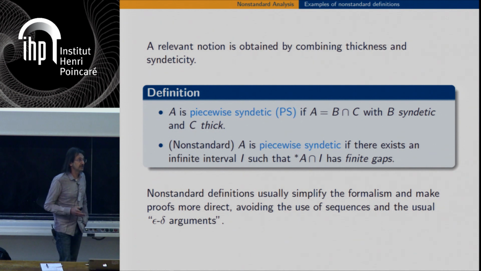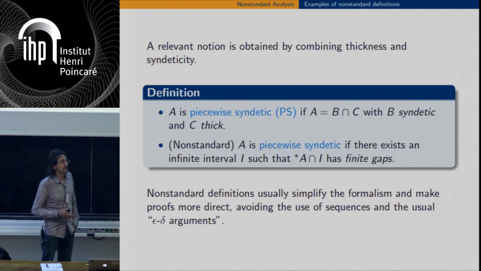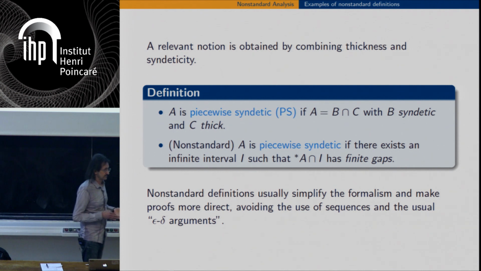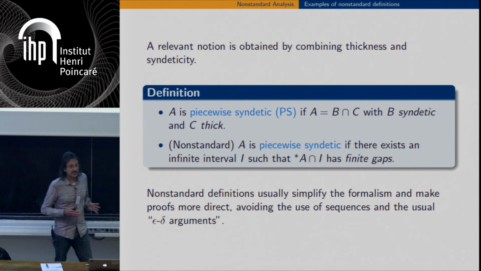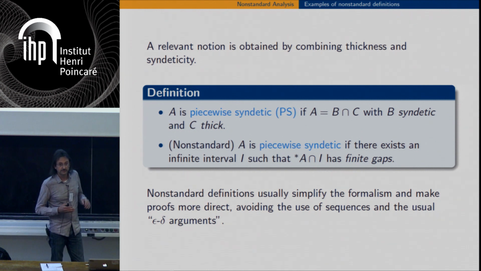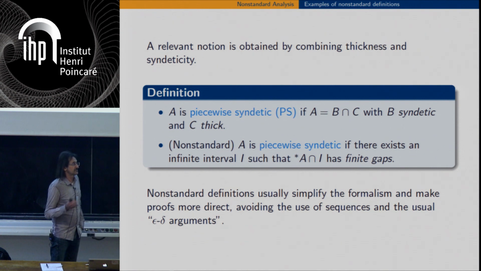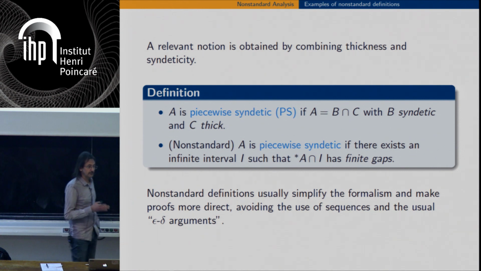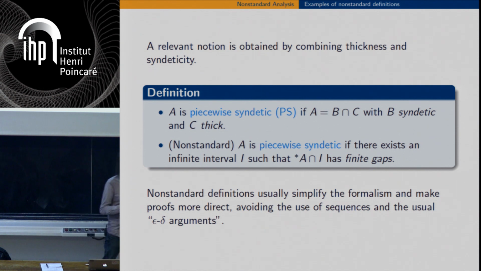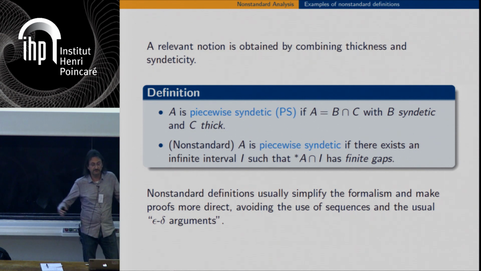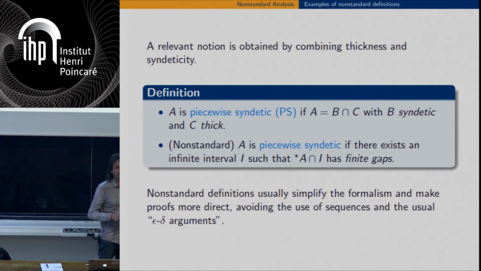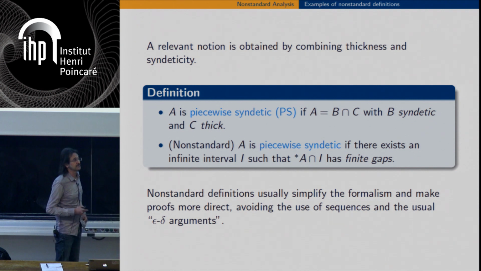Another notion that is really important in this area is obtained by combining syndeticity and thickness. And this is an important class because it is partition regular, contrarily to thick sets and to syndetic sets. A piecewise syndetic set is an intersection of a syndetic set and a thick set. And in a non-standard setting, one can say that a set is piecewise syndetic if I can find some infinite interval, and I look there, the non-standard extension star A over there will have only finite gaps.